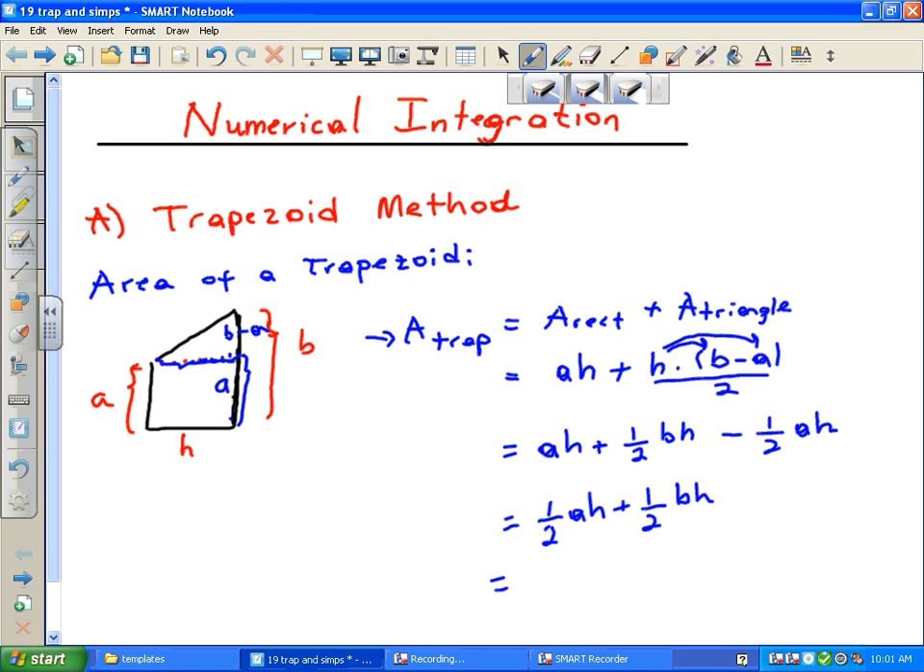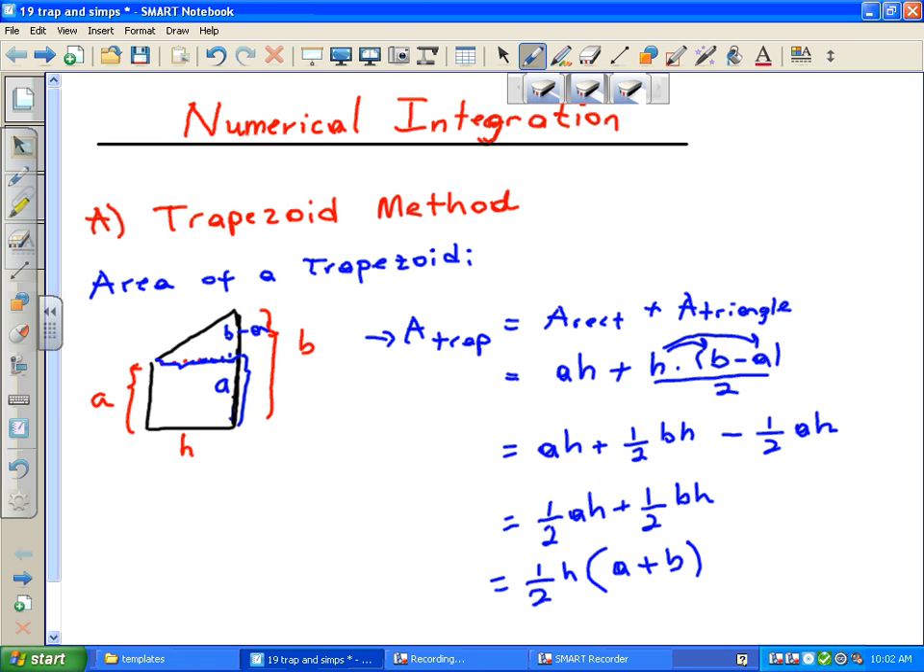Now, could I factor out anything? What should I factor out? 1/2 H, take out 1/2 H. What is left inside the parentheses? A plus B, correct? Now, if you look at your handout, I believe on the very top of the handout, I gave you this formula. I didn't derive it on that handout, but it says 1/2 H times A plus B. That is the area of a trapezoid, so we just saw why that is the case.